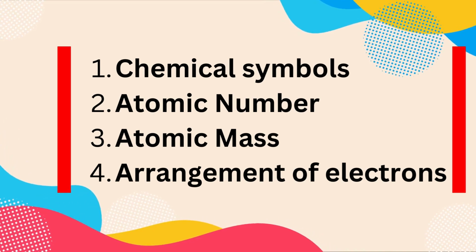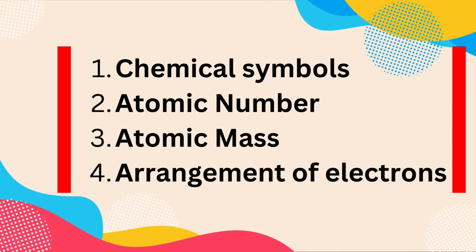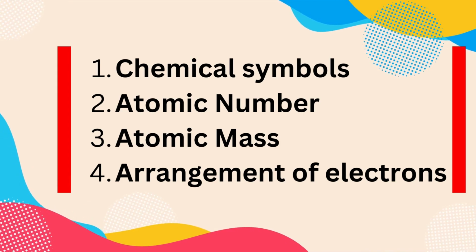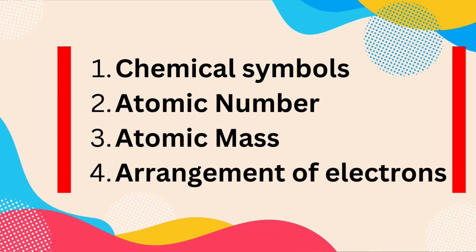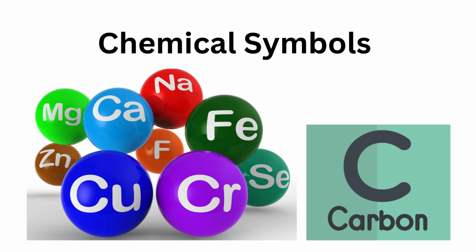To understand the periodic table, first we have to learn about chemical symbols, atomic number, atomic mass, and the arrangement of electrons. Chemical symbols. Each element has its own unique symbol, recognized all over the world. Dear students, a chemical symbol can be a capital letter or a capital letter followed by a lowercase letter. For example, capital C is the symbol for the element carbon. Calcium has the symbol Ca. Similarly, sodium and magnesium have the symbols Na and Mg.